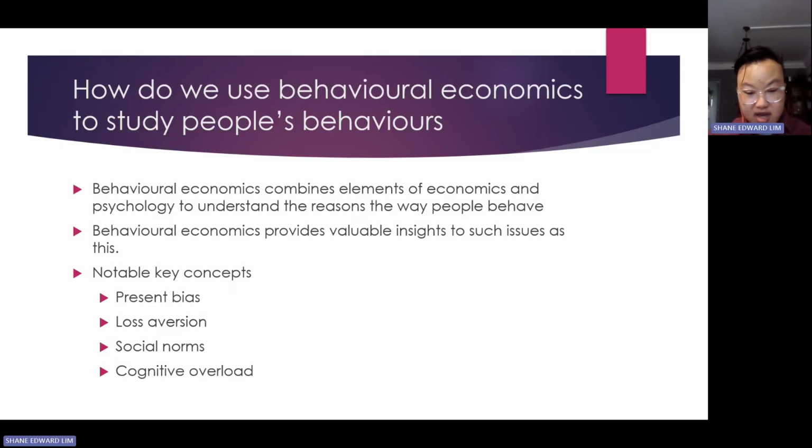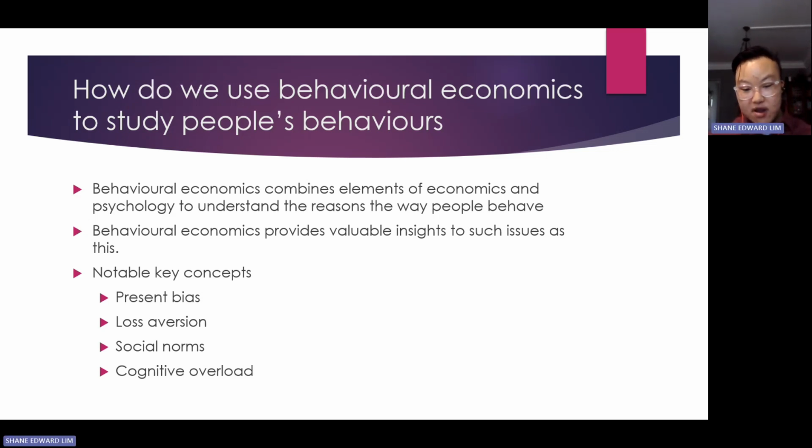So how can we use behavioral economics to study behaviors? Behavioral economics combines elements of economics and psychology to understand the reasons for behavior. I'm sure when it comes to unhealthy food, all of us young people enjoy eating it from McDonald's, KFC, you name it. It is believed that through these key concepts, we will be able to understand. The first being present bias. We may choose unhealthy food over the long-term benefits of healthier choices.